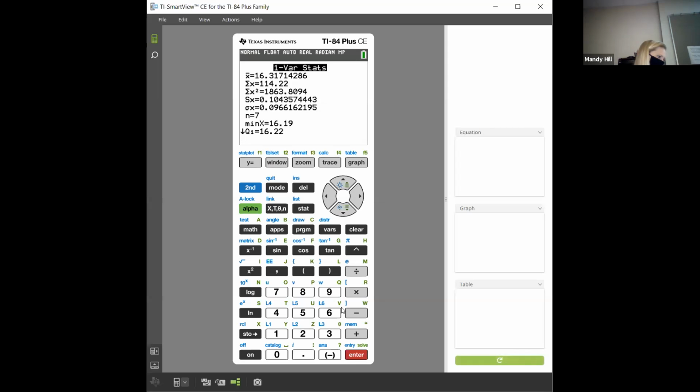So it looks to me like we have a mean. X bar is your mean, so 16.3. 16.32 is what they've got. They rounded it. The standard deviation is Sx right here, so it's 0.10. And then we've got to match the graph. To match the graph, we're going to need this 5-number summary right here.